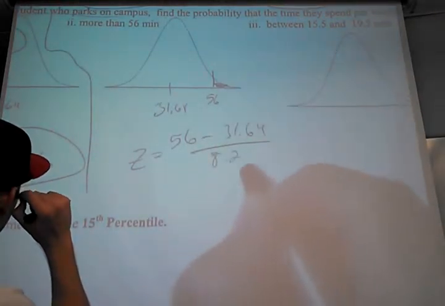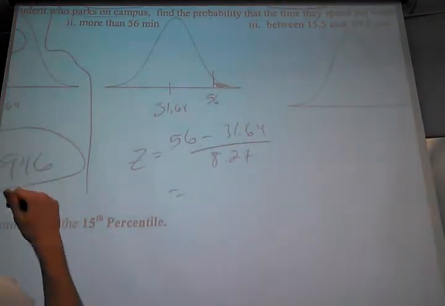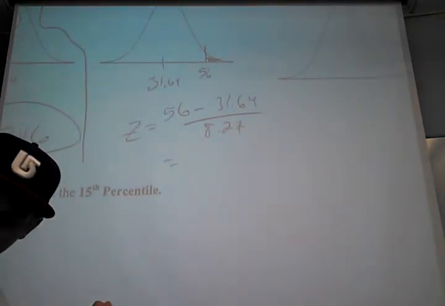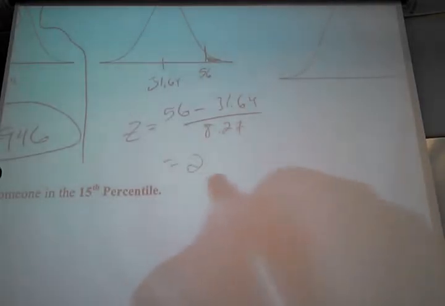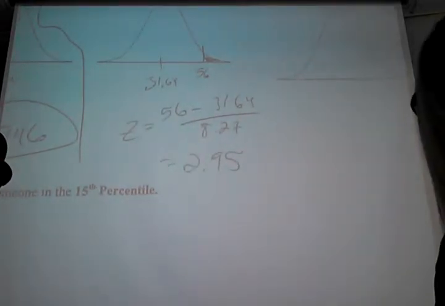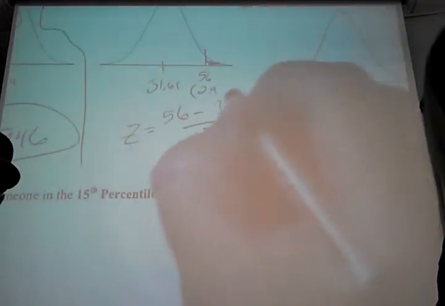Point 95. Does that sound all right? Yeah. Everybody playing at home? So that's 2.95 there. If I look that up, I'm going to get this area here. So when you look up 2.95, you get 0.9984. I like it.